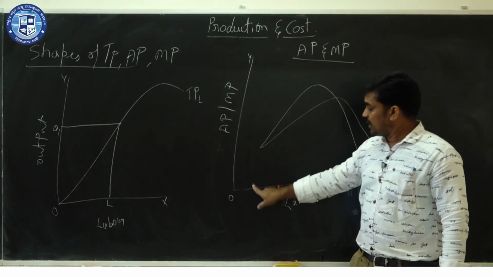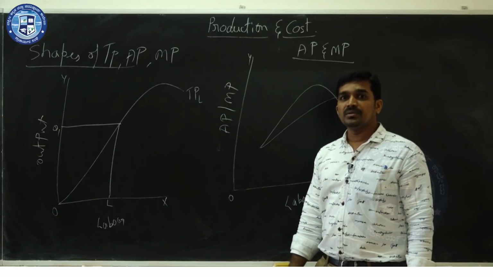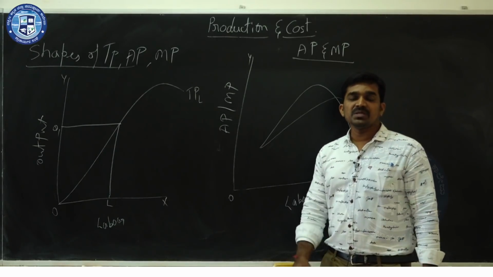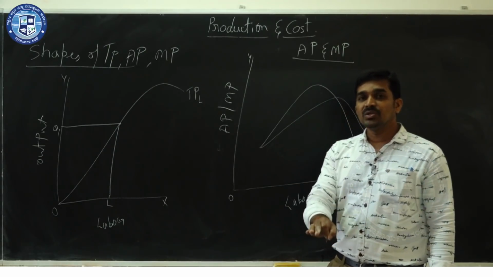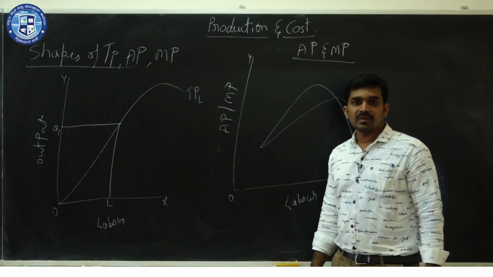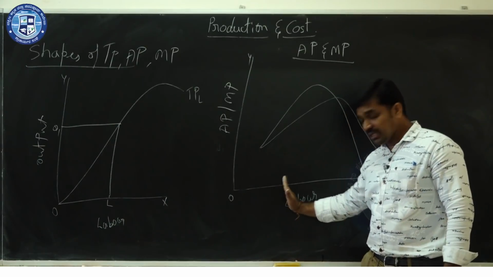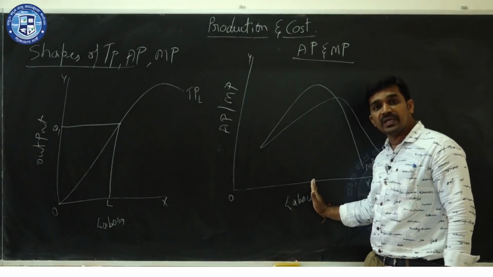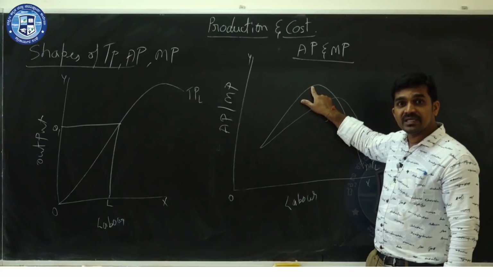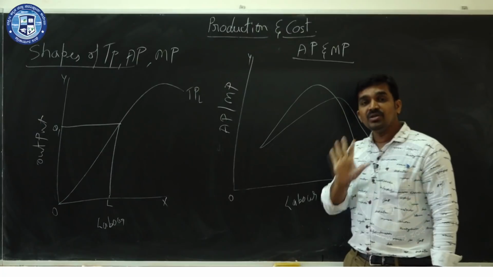The first unit of labor produces a certain level of output. It is its marginal product and average product. The first unit's marginal product is also the average product of the firm. The first point. Next, as we continuously increase the units of labor or variable factor, marginal product also increases. It is followed by average product also increasing.